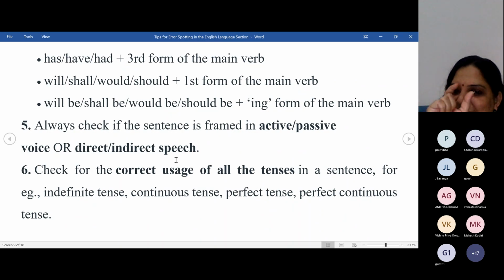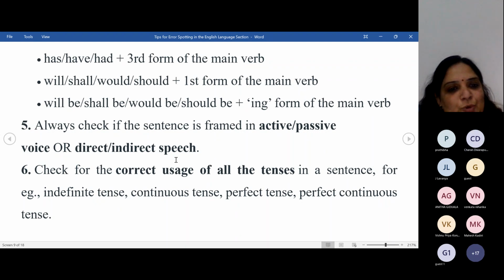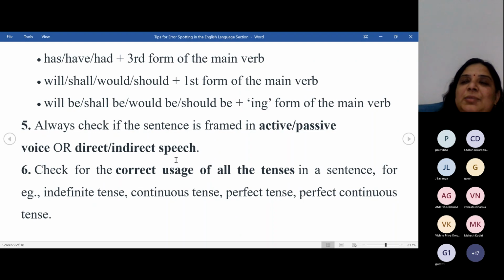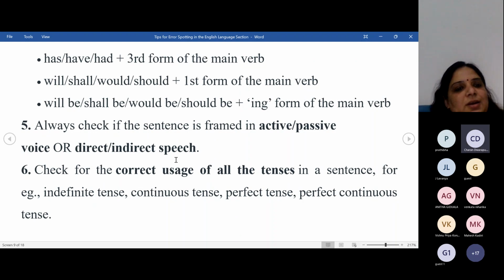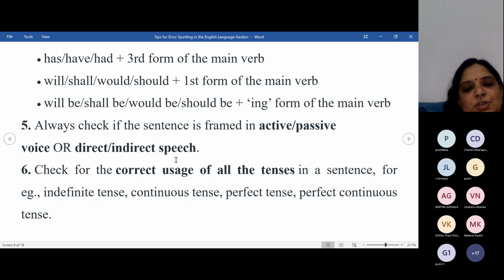And these things are what they are actually giving in the examinations, to confuse you all. So normally we'll say he said that he will, he told that he will go to the party is what you write. But then you'll have to see that the will becomes would. Check the correct usage of all the tenses in the sentence: indefinite, continuous, perfect, present perfect, everything.